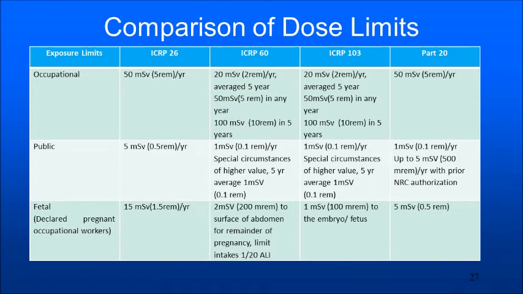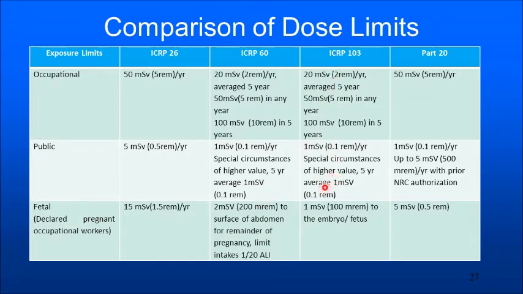Let us now do a comparison and see how the dose limits have evolved with various ICRP reports. The occupational dose from ICRP 26 was 50 millisievert per year. ICRP 60 came with 20 millisievert per year, averaged over a period of 5 years, and 50 millisievert in any single year. ICRP 103 kept this the same. For public, ICRP 26 had 5 millisievert per year, and ICRP 60 had 1 millisievert per year, but allowed a higher value for special circumstances, but said the 5-year average should not exceed 1 millisievert.